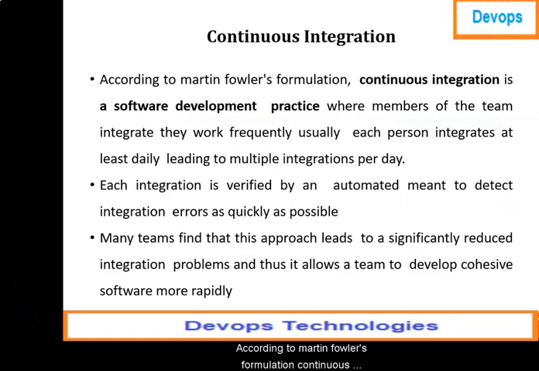According to Martin Fowler's formulation, continuous integration is a software development practice where members of the team integrate their work frequently, usually each person integrates at least daily, leading to multiple integrations per day. Each integration is verified by an automated build to detect integration errors as quickly as possible. Many teams find that this approach leads to significantly reduced integration problems.